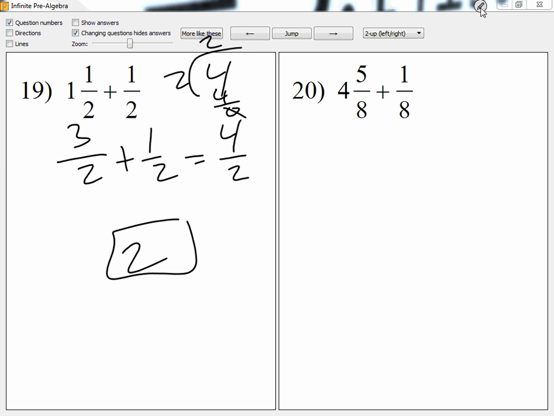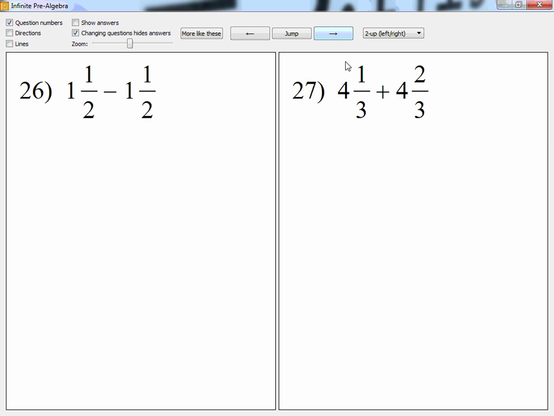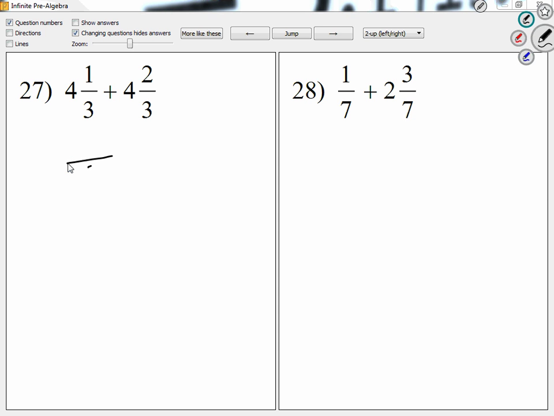27. By looking at number 27, I have to have a 3 at the bottom for the first fraction. What goes on top? 13. For the second fraction, I have a 3 at the bottom. What goes on top? 14. So for my answer, copy down the 3. How much is 13 plus 14? 27.